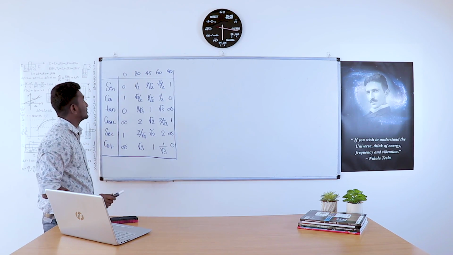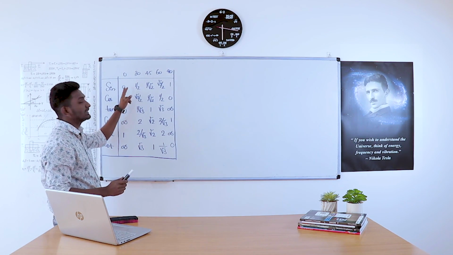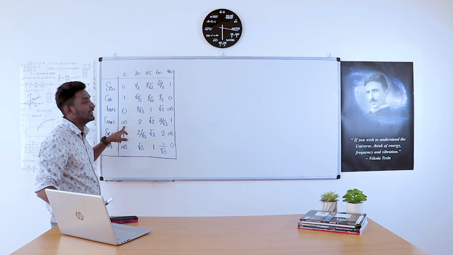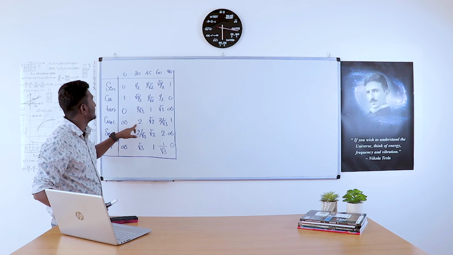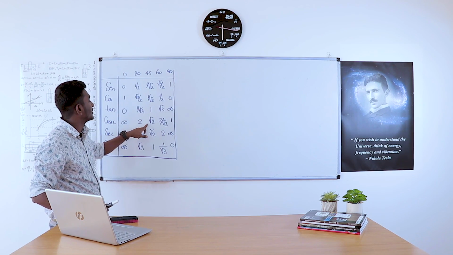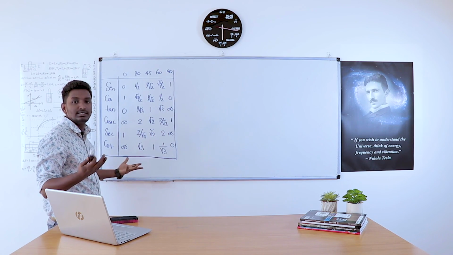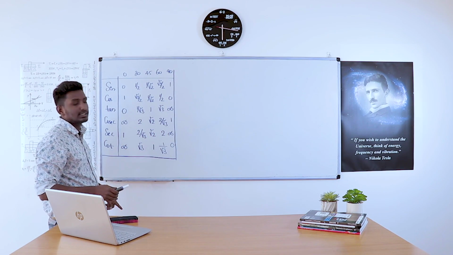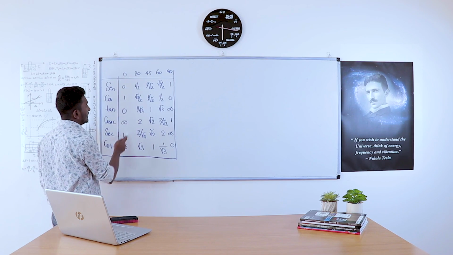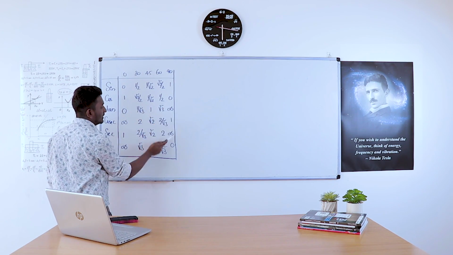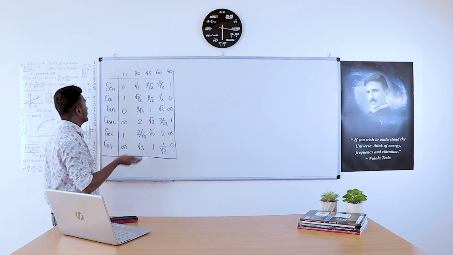Then cosec. What is cosec? Reciprocal of sine. Just take the reciprocal. Sine 0 is 0, reciprocal is 1 by 0, not defined or infinity. 1 by 2, reciprocal is 2. 1 by root 2, reciprocal is root 2. Root 3 by 2, reciprocal is 2 by root 3. 1, reciprocal is 1. So for sec, take the reciprocal of cos: 1, 2 by root 3, root 2, 2, infinity. Cot: take the reciprocal of tan.